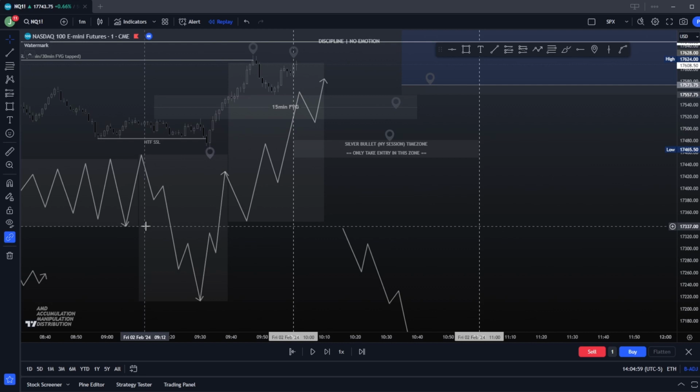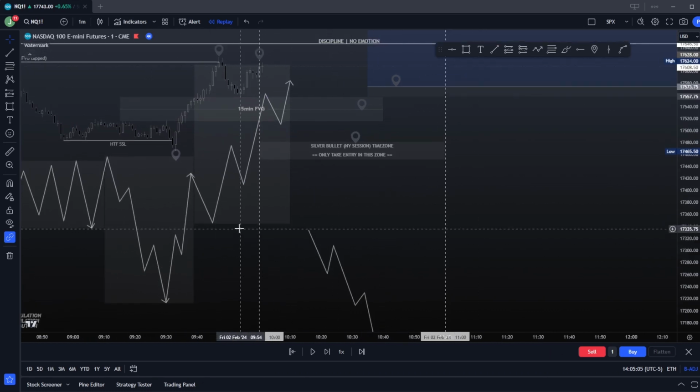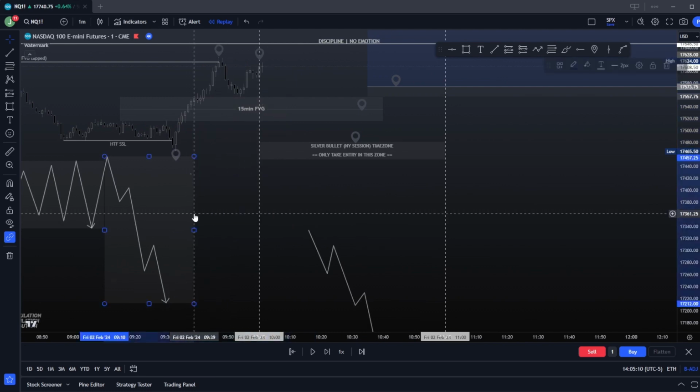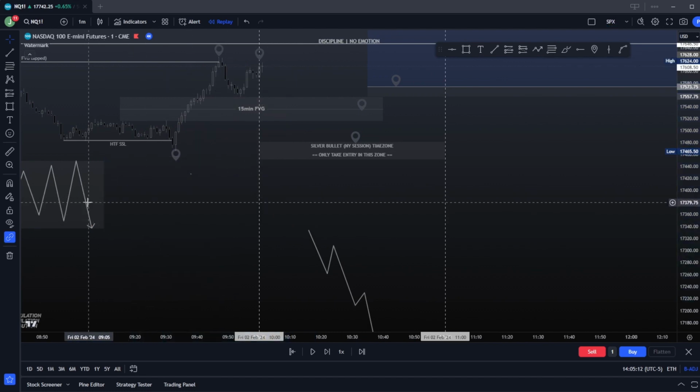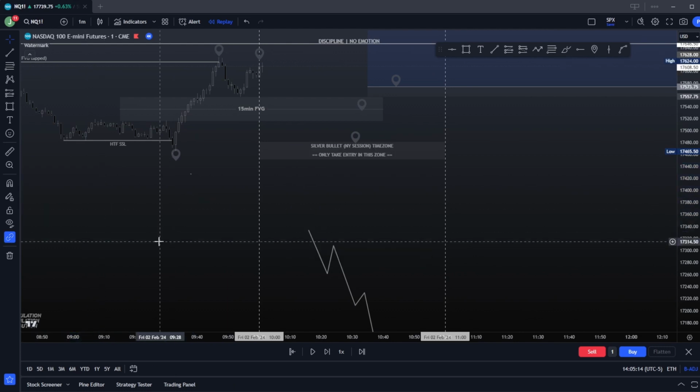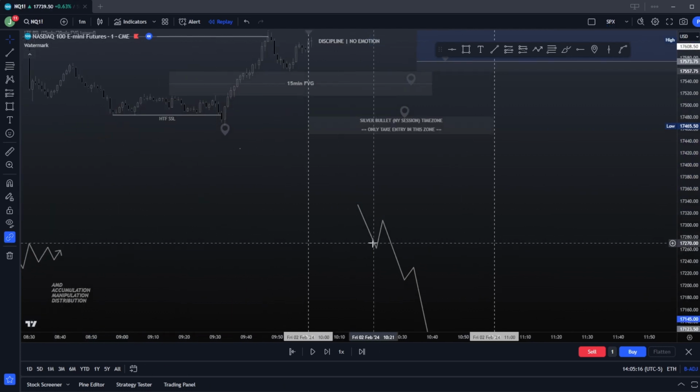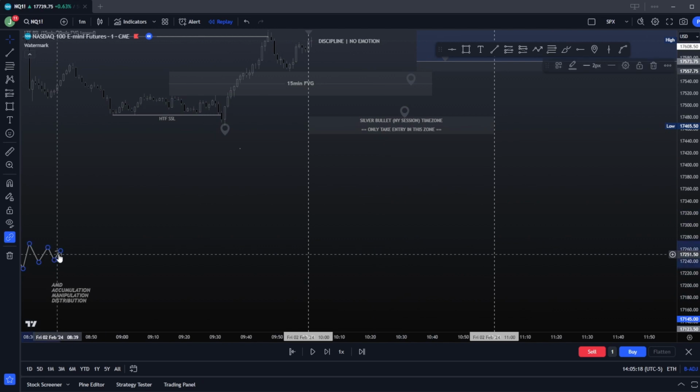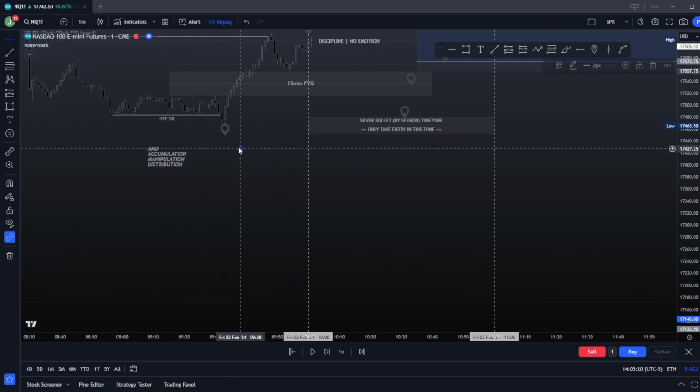That is the silver bullet. That is a silver bullet, and this happens in this time zone. So we're playing on this expansionary move, and you'll see what I mean when we get back into it. But yeah, going through, keep that right there.